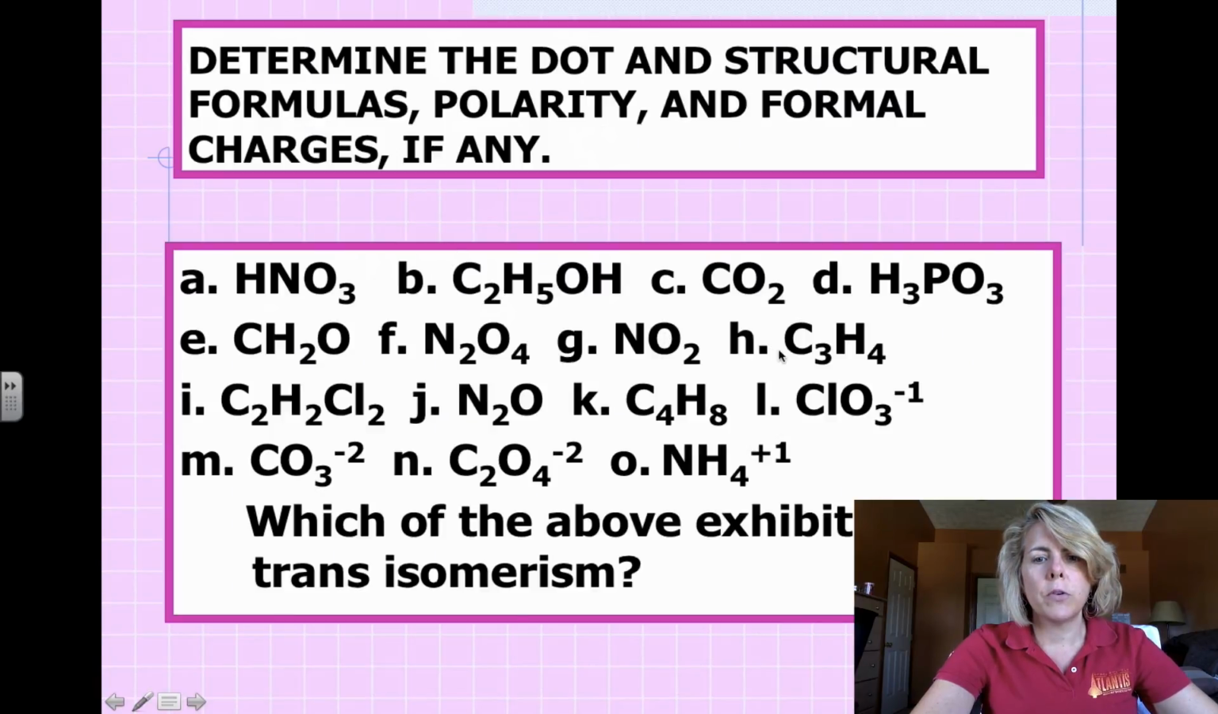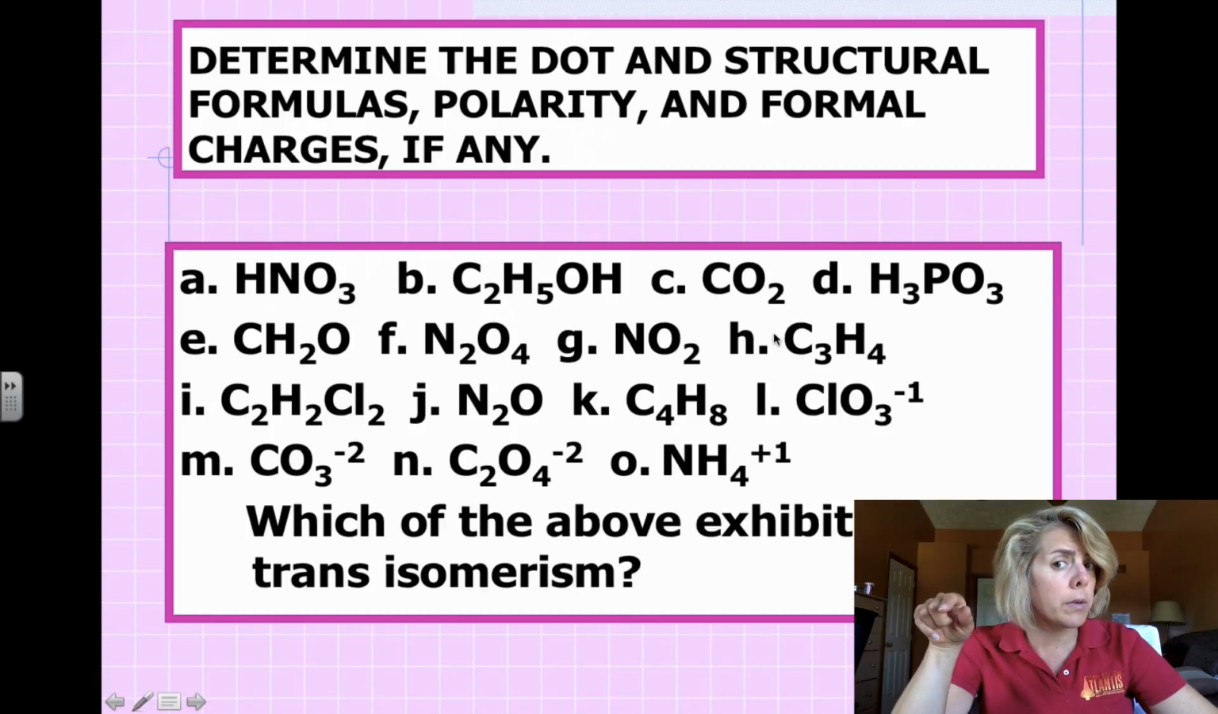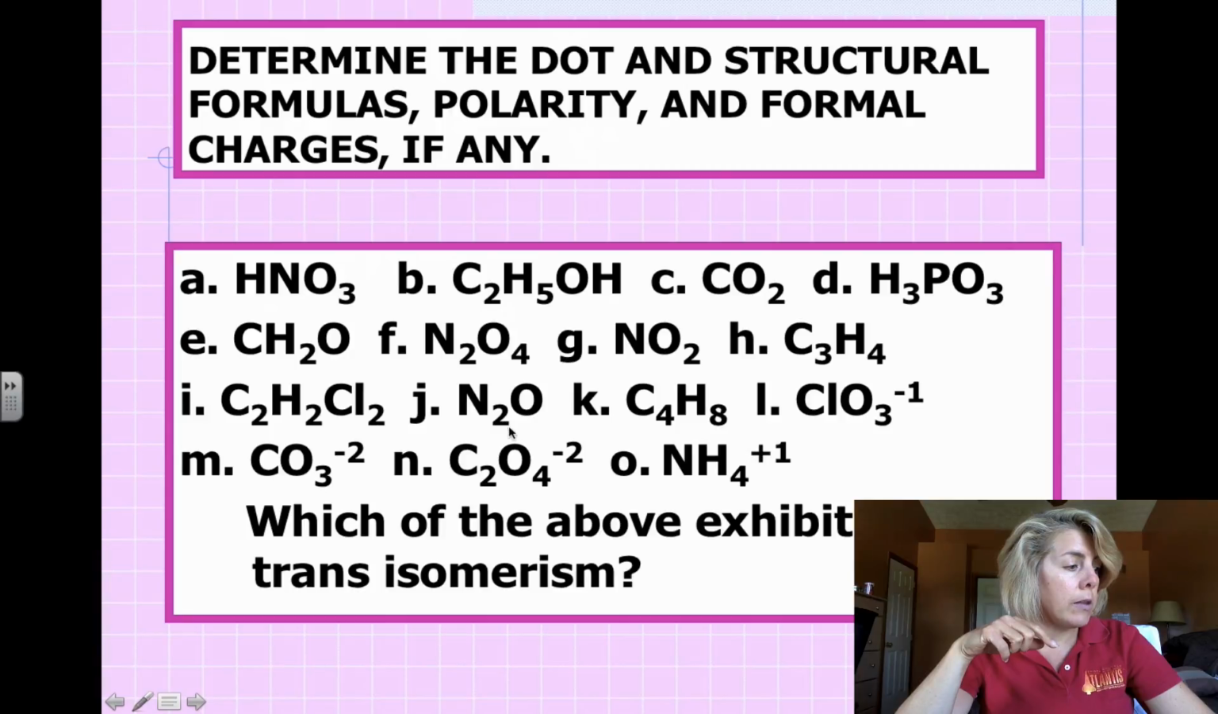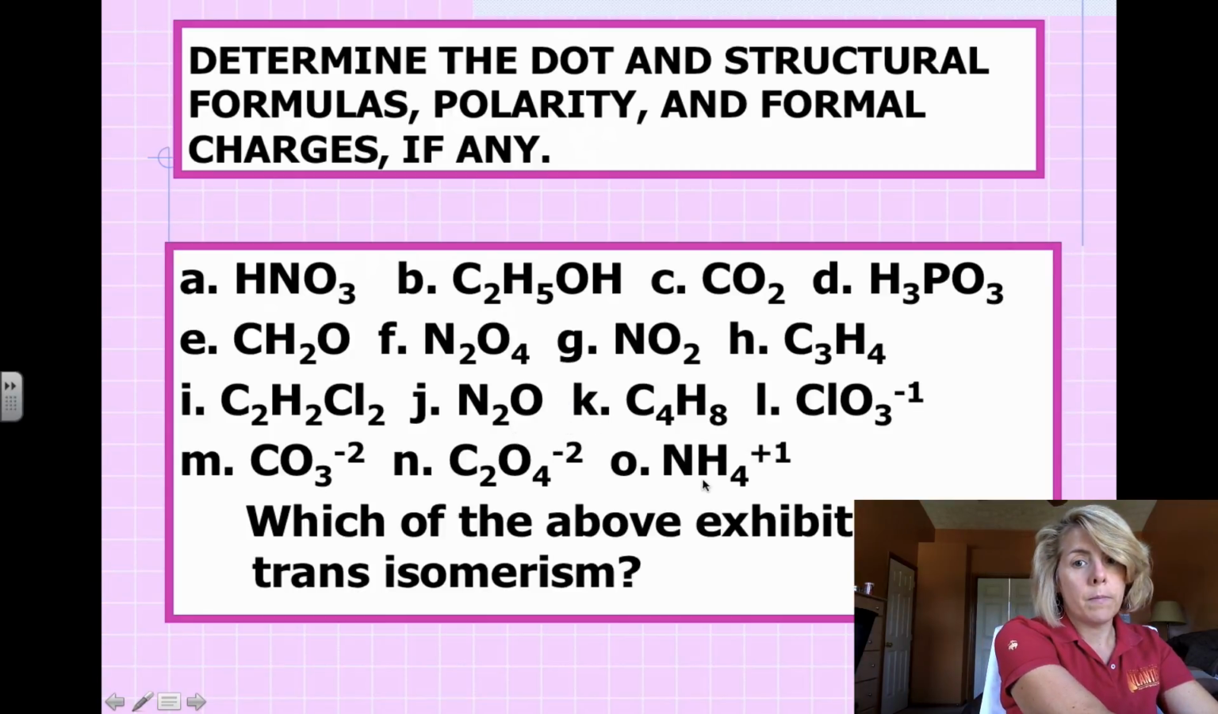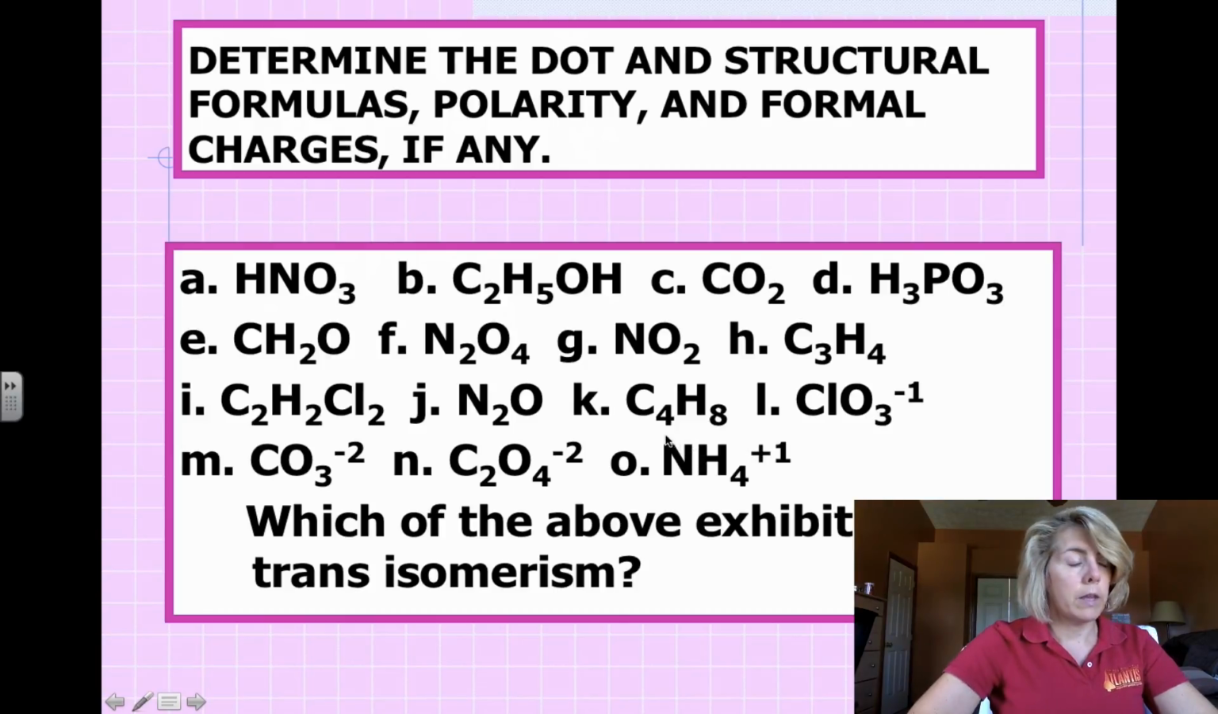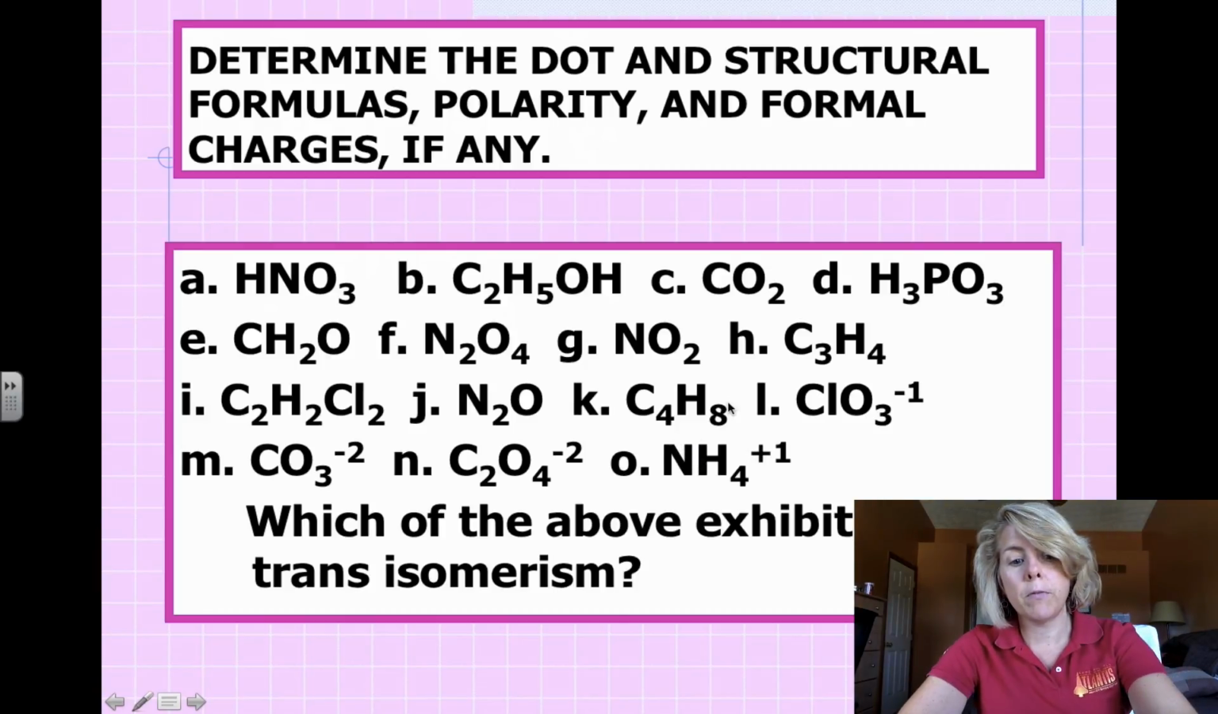Okay, so you're going to do C3H4, and I'll just let you know there's going to be 3 carbons in a row, and one of them is going to have a multiple bond. N2O, and then I believe that's it. All right, be ready for the video assessment.